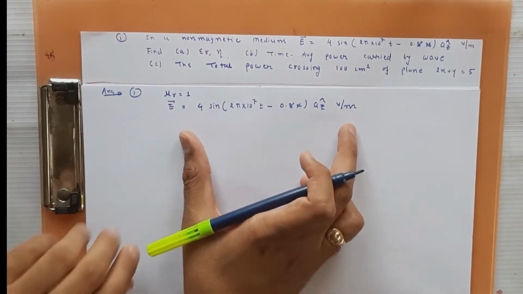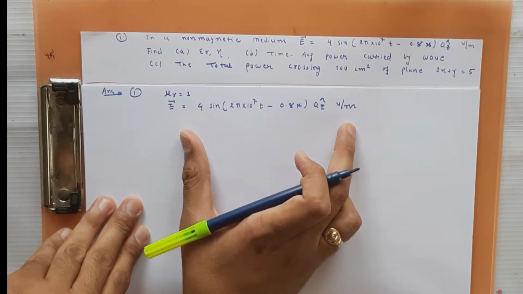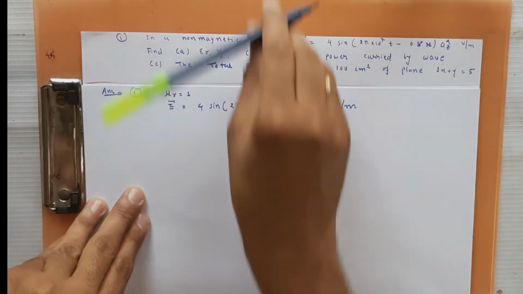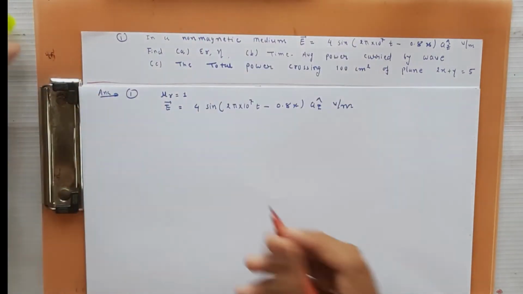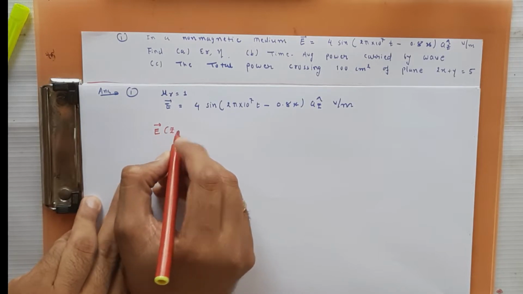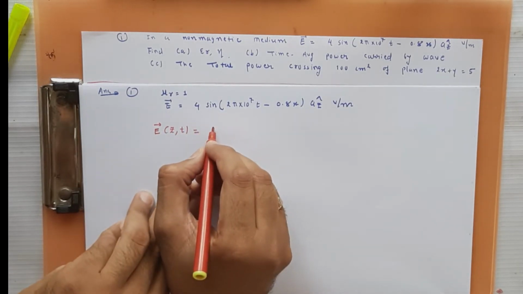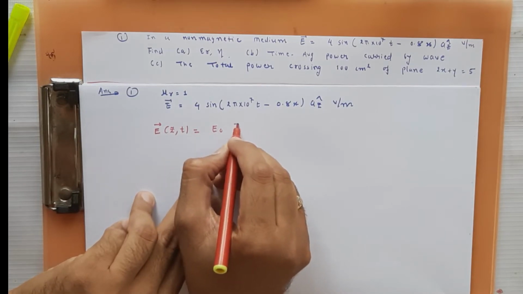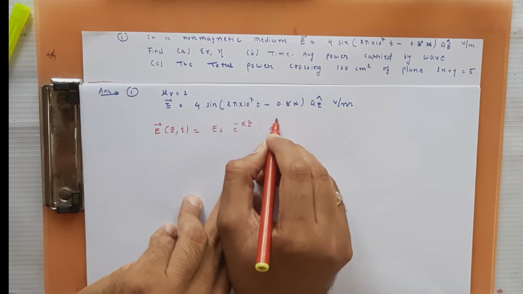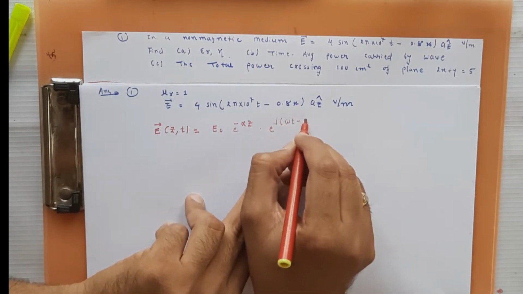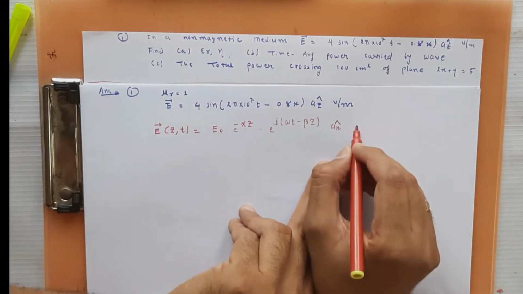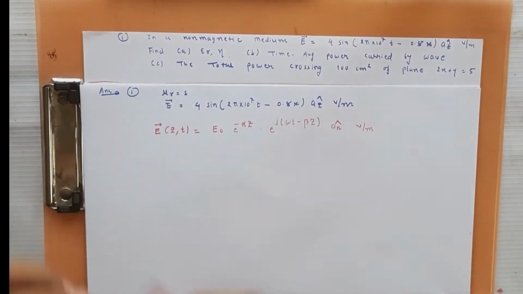Now this equation is given. We have studied one standard equation when we derived the wave equation. The standard equation for the electric field, a function of space and time, is E(z,t) = E0 e^(−αz) e^(j(ωt − βz)) ax volt per meter. This is the standard equation for an electric wave.